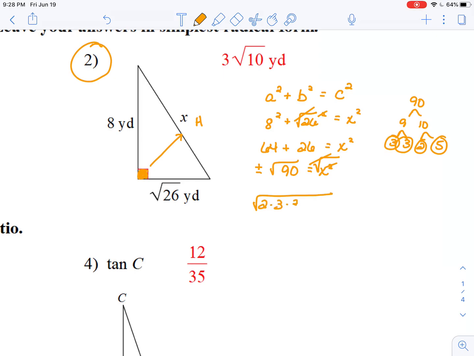So instead of square root of 90, I could actually write the square root of 2 times 3 times 3 times 5. The whole reason to do this is pairs make perfect squares. 3 times 3 is the number 9, and the square root of 9 is a regular 3. But since there was a 2 and a 5 that didn't pair up with anybody, 2 times 5 goes back together to make 10.